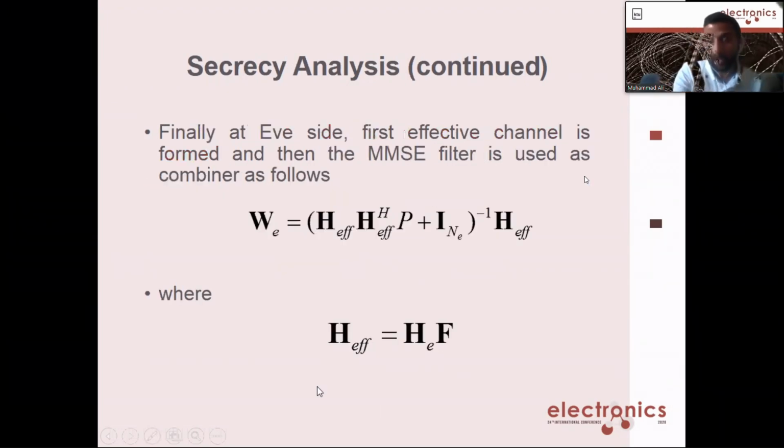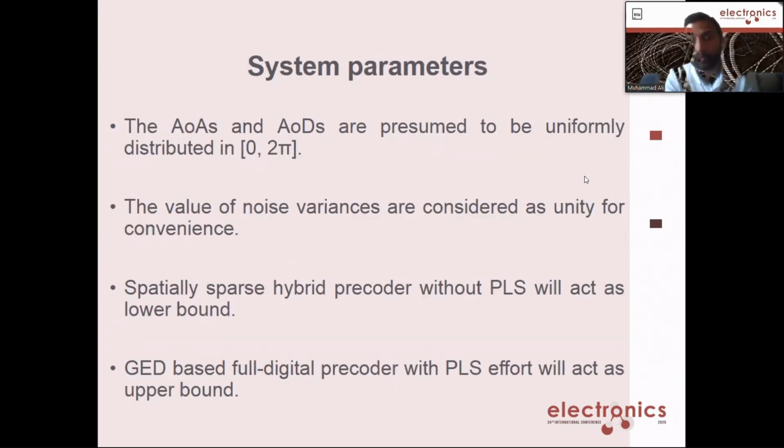At Eve's side, we are utilizing a minimum mean square error filter as the eavesdropper combiner over the effective channel, which is HE times F. Now we have all the parameters like FA, FD, omega A, omega D, and the combiner at Eve's side. Now we will see our simulation parameters.